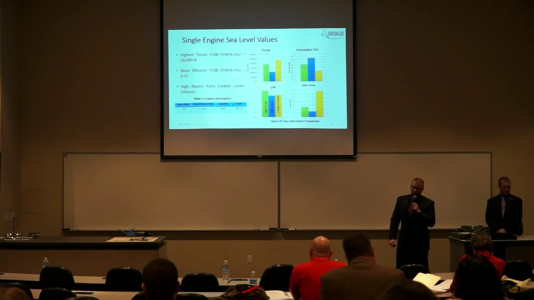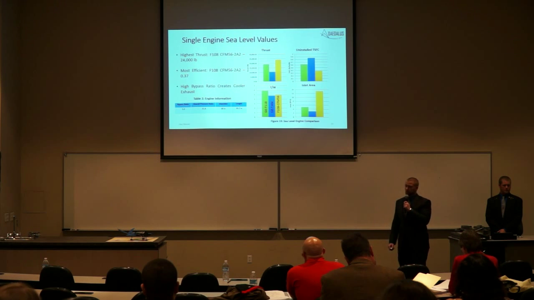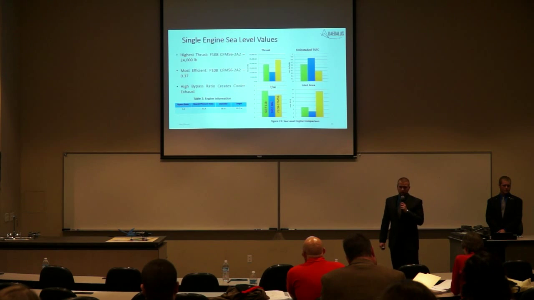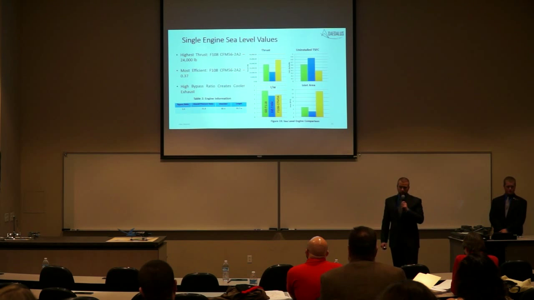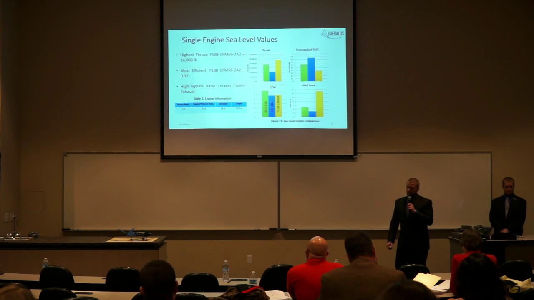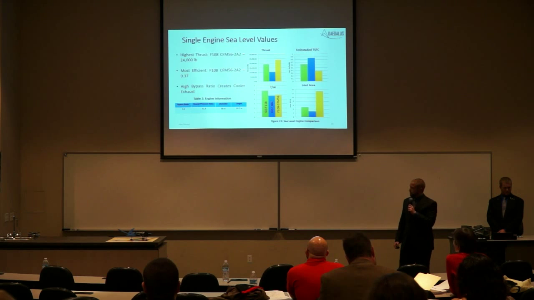So we started by taking the sea level parameters for each of the engines, so we could have a comparable comparison. You can see that the F108 has a thrust output of 24,000 pounds each, which is higher than either of the other two. Similarly, the efficiency of the F108 is much higher than either of the other two. This is contrasted, however, by the required inlet area for the F108, which is much larger due to the higher mass flow rate and the higher bypass ratio.